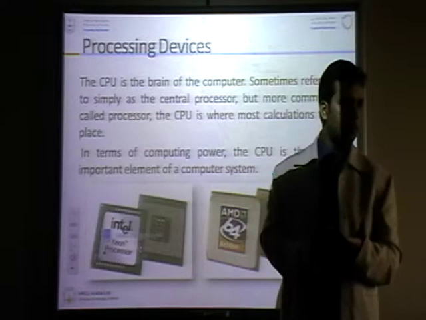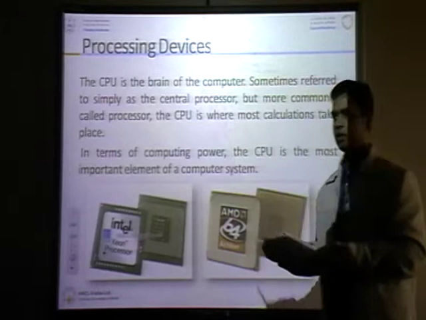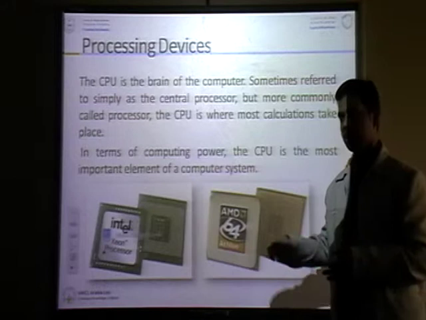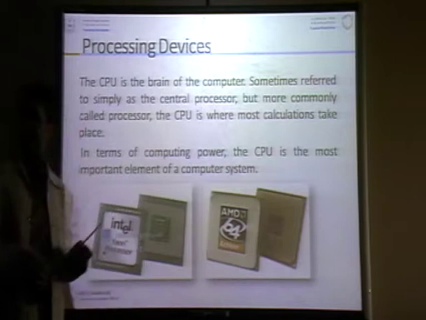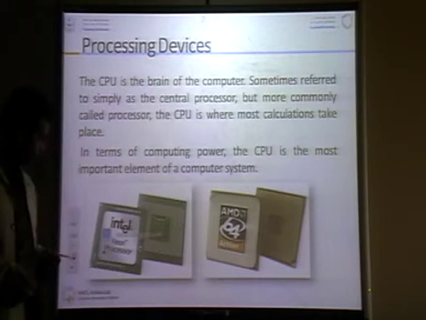When you buy a desktop computer, you can ask the person, I want an AMD processor, you will get it. Intel, you can get it. It is available in the market. But the oldest and best company is Intel. This is the processor, the microprocessor.